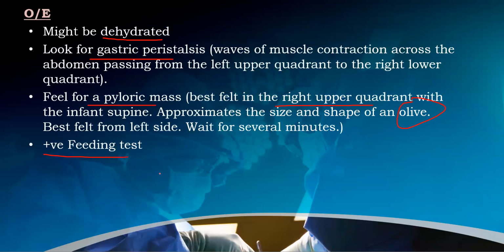If you do a feeding test, which means that you ask the mom to breastfeed and you want to see how the vomiting comes, you will find out the child starts vomiting just after feeding, and it's a kind of projectile vomiting. So that's called a positive feeding test. These are the signs that you are looking for: dehydration, gastric peristalsis, and a pyloric mass.